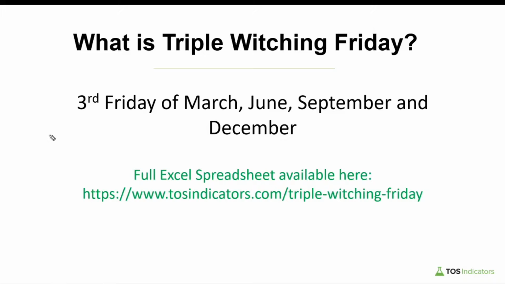Now, for those that are unaware, triple witching Fridays are nothing more than the third Friday in 4 separate months. Those 4 months are March, June, September, which we have tomorrow, September 18th, and December. And so we're going to take a look at 20 years worth of data of all four of these months across the past 20 years.